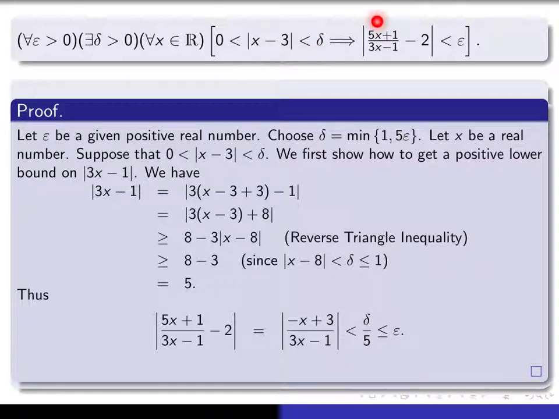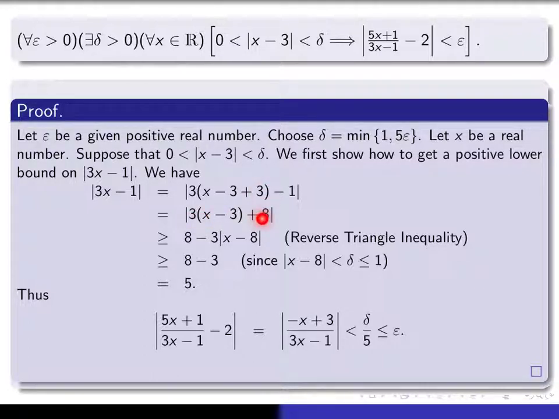And now I have to prove that this happens. And my suggestion to you was to begin by showing how you can get a positive lower bound on absolute 3x minus 1. And so I'm warning you that that's what I'm about to do, and so I write it in this way. So I write down my absolute 3x minus 1 equals, I do the little trick of adding and subtracting 3. The 3's here, by the way, have nothing to do with this coefficient. It has to do with the fact that we're taking the limit as x goes to 3. So minus 3 plus 3, that simplifies to this.